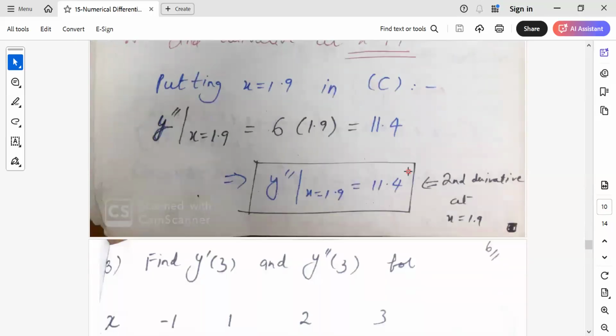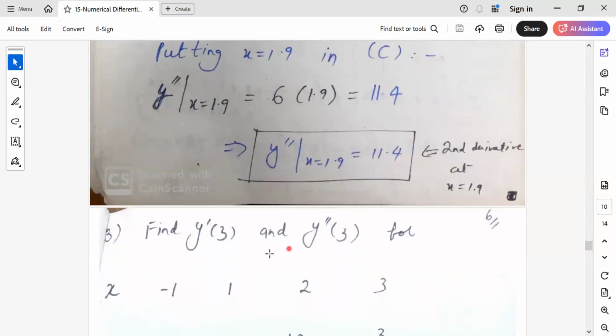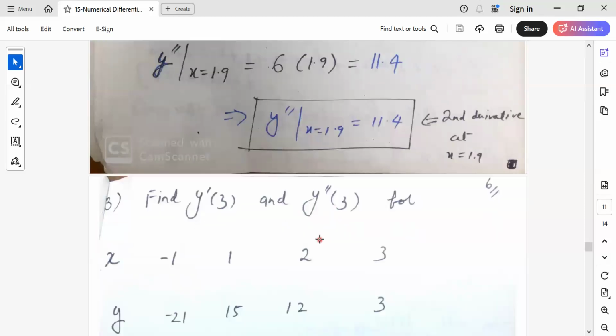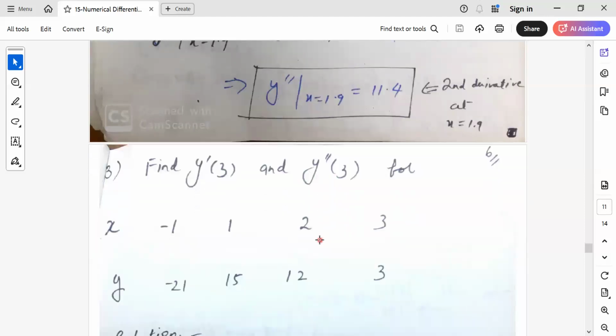The next question is find the single derivative at 3 and the double derivative at 3. Here is the data. The difference between -1 and 1 is 2, but the difference between 1 and 2 is 1. So this data is not equally spaced.